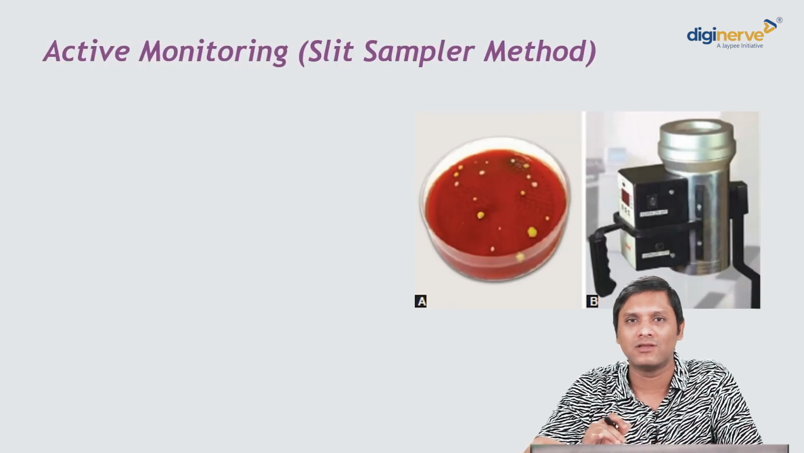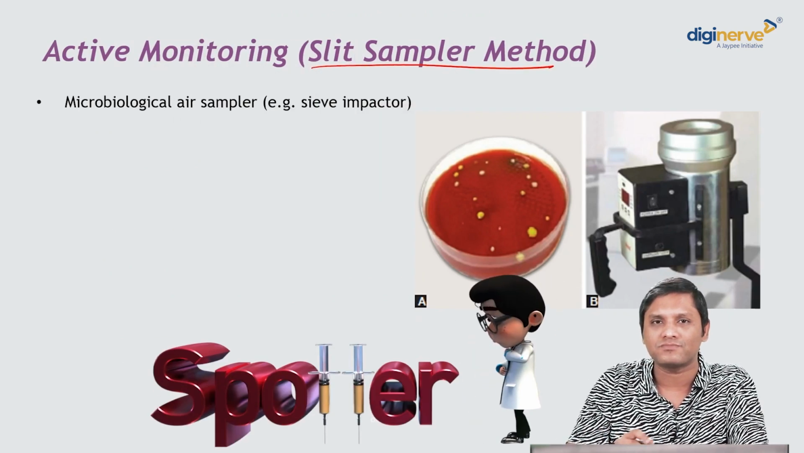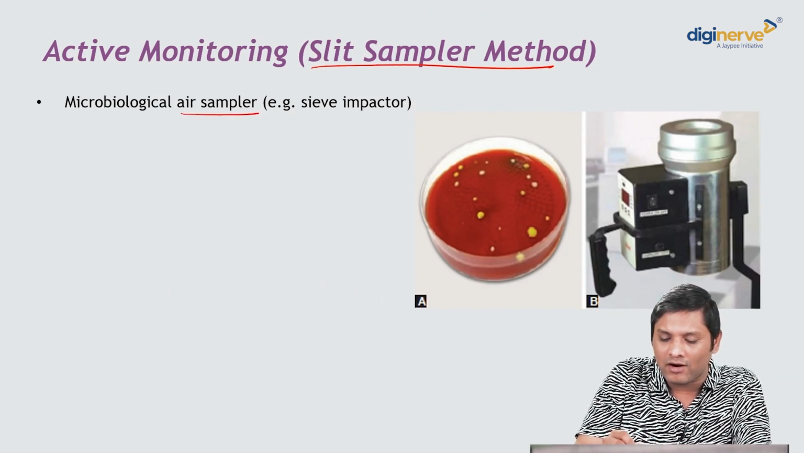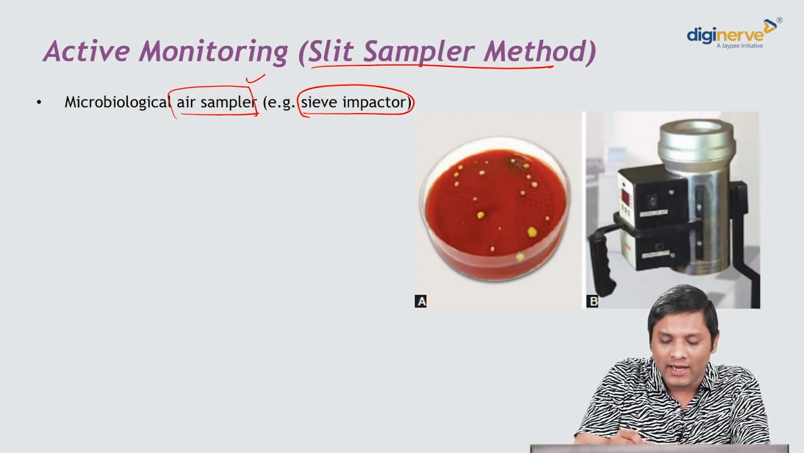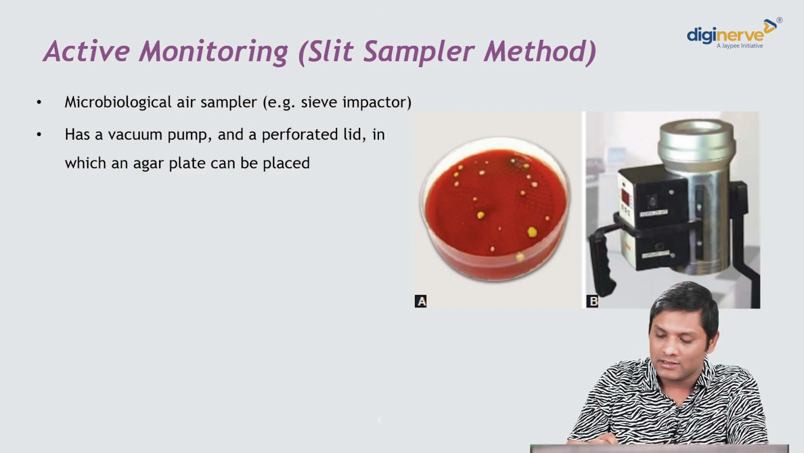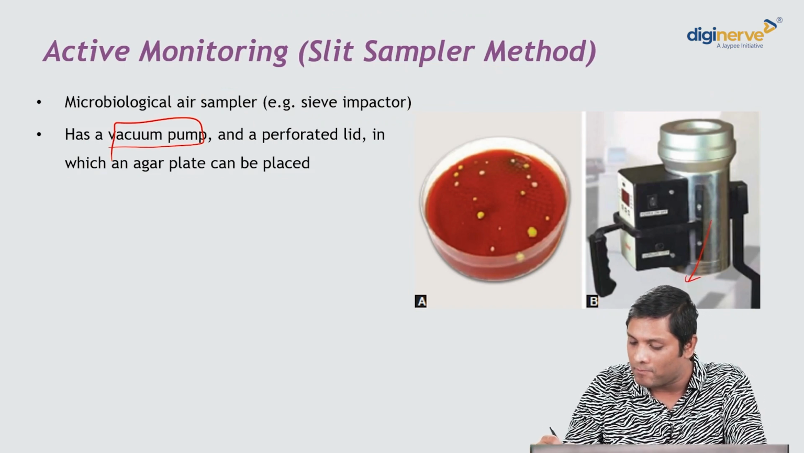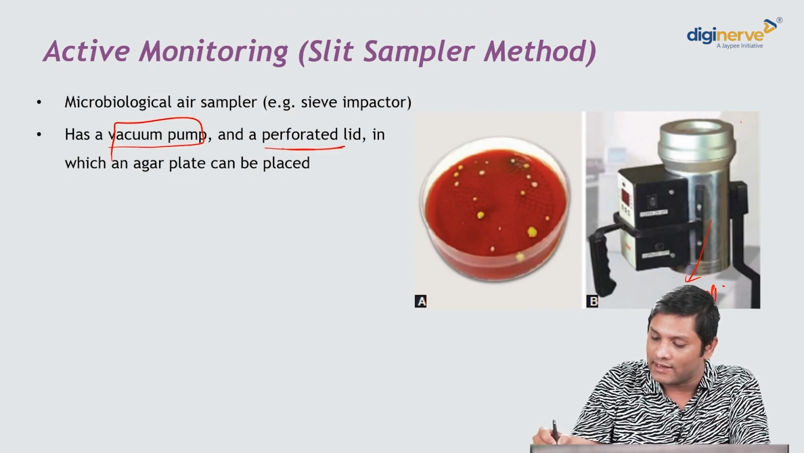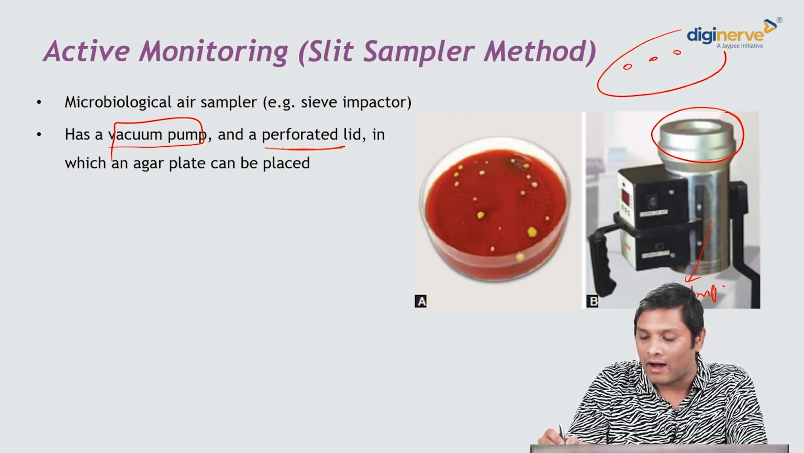Now we'll see the second method. The second method is called active monitoring or the slit sampler method. In this method, we use equipment called an air sampler or sieve impactor. The sieve impactor is an example of an air sampler. You can see this is the equipment called an air sampler. This equipment has a vacuum pump, and it has a perforated lid. The lid has various perforations.